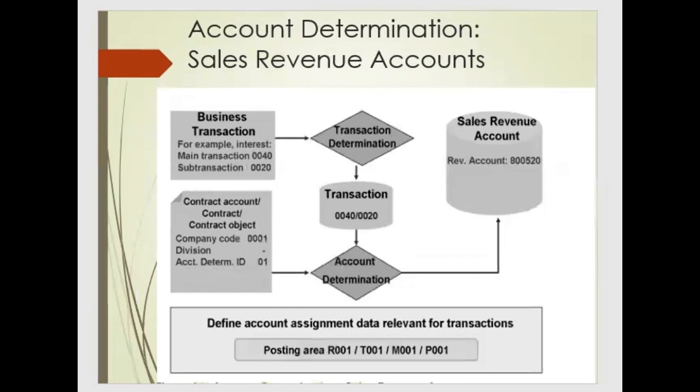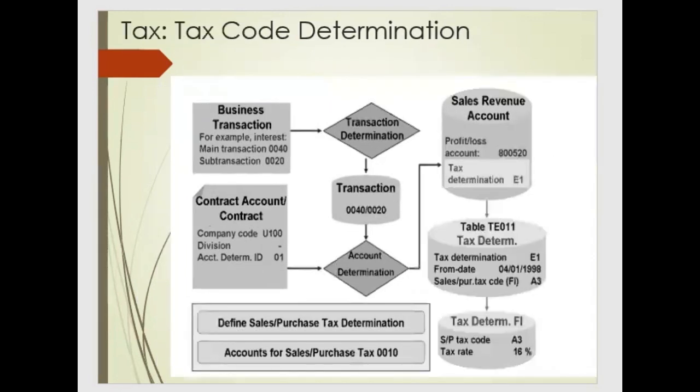Here there is an example of sales revenue accounts. Now we need to create an account determination which will link to the sales and revenue account, and it will directly hit that GL. Okay. So we already discussed all this, how we define the account determination. Now today's topic is tax code, how we do tax coding and tax determination.